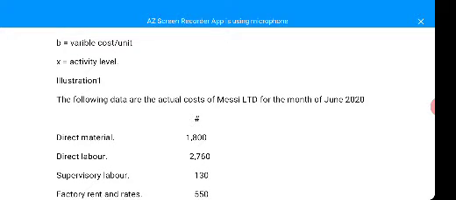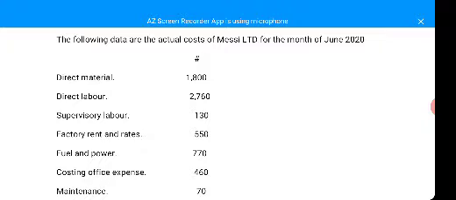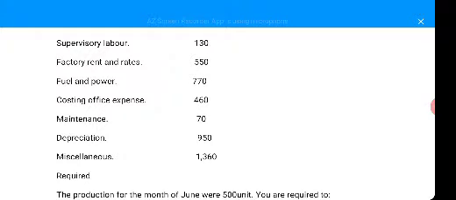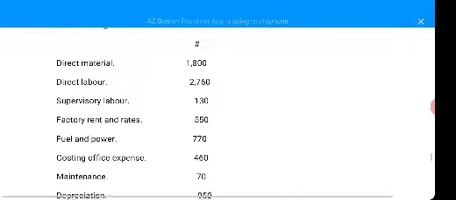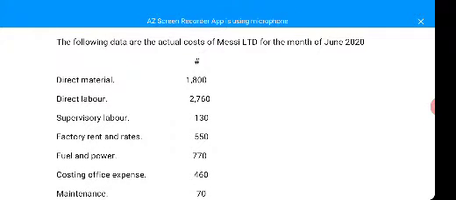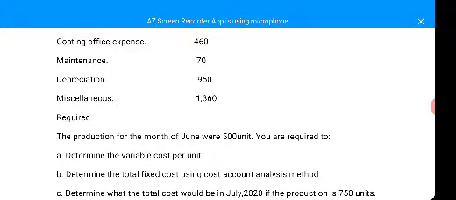Now let's look at an illustration to buttress this. This illustration will help us know the classification of cost into nature and behavior. Illustration one. The following data are the actual costs of Mercy Limited for the month of June 2020. These are costs that were actually incurred. We have direct material, direct labor, supervisory labor, factory rent and rates, fuel and power, costing office expenses, maintenance, depreciation, and miscellaneous. All these costs you must be able to classify. Are they variable or fixed? And be able to tell us whether this cost is direct or indirect. That will be our next topic, also our next class.